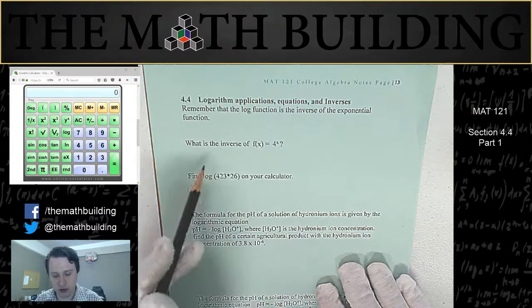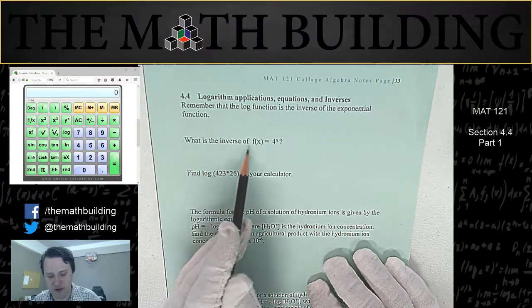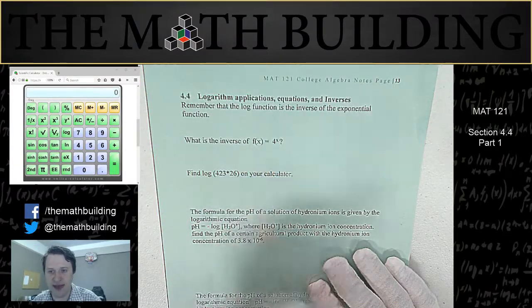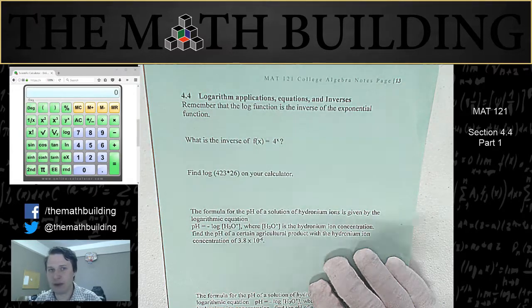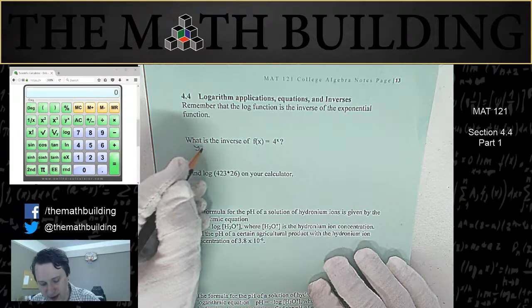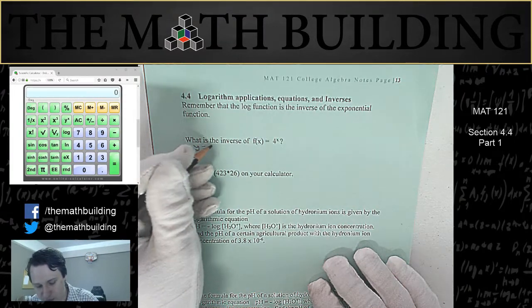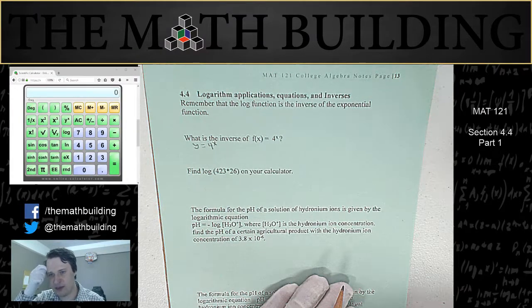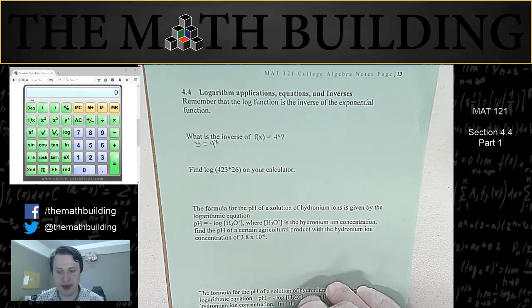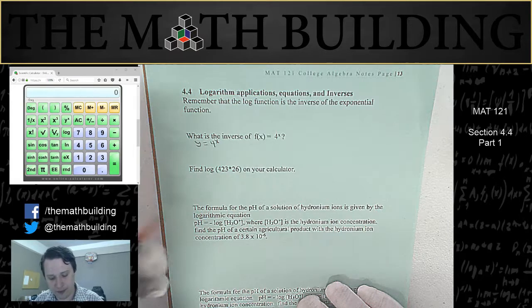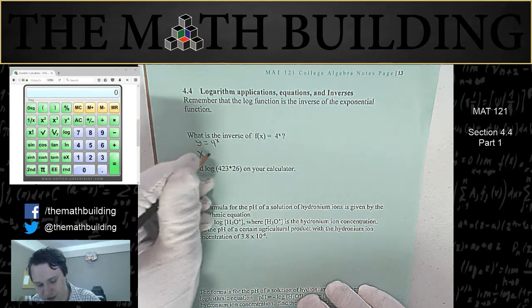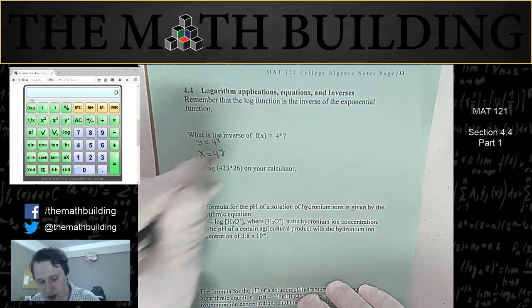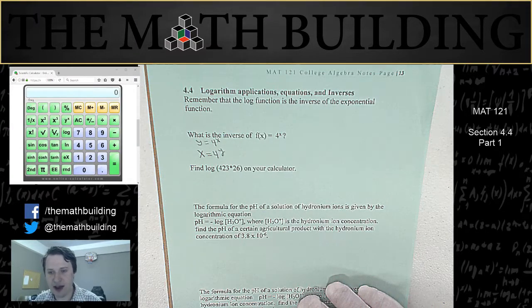One of the questions in your homework asks, what is the inverse of f of x equals 4 to the x power? Hopefully you remember how to find an inverse function. First, rewrite it as y equals 4 to the x. That just gets the f of x out of there and makes this a little easier. Then what's the next step of an inverse? Switch x and y. So now we have x equals 4 to the y. And then finally, you solve for y.